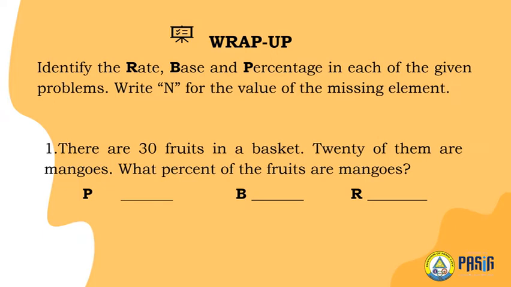Identify the rate, base, and percentage in each of the given problems. Write n for the value of the missing element. Number 1. There are 30 fruits in a basket. 20 of them are mangoes. What percent of the fruits are mangoes? P blank, B blank, R blank.